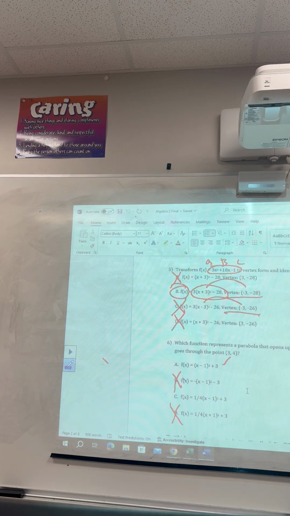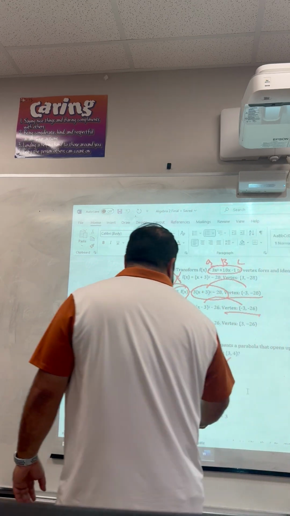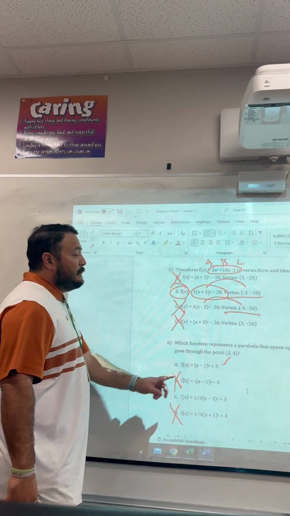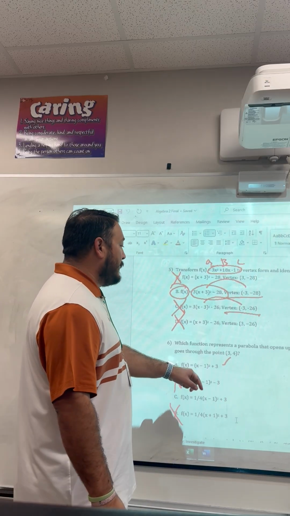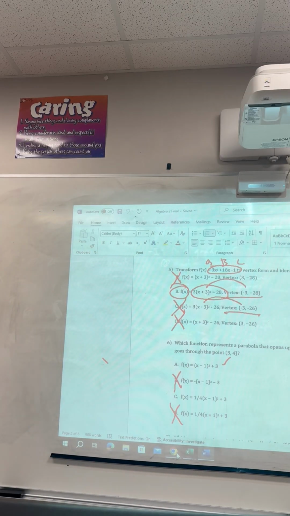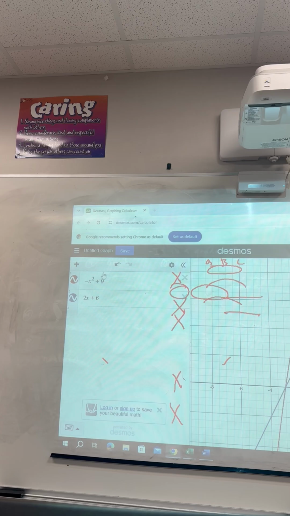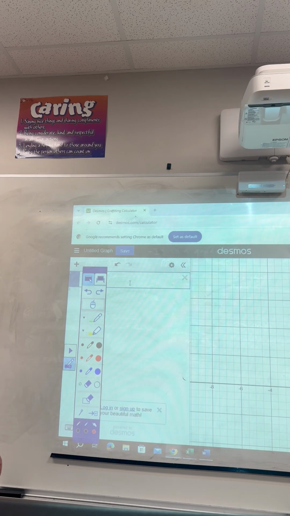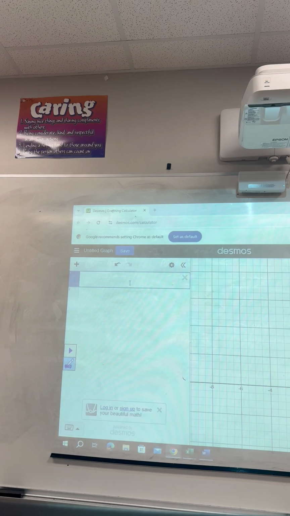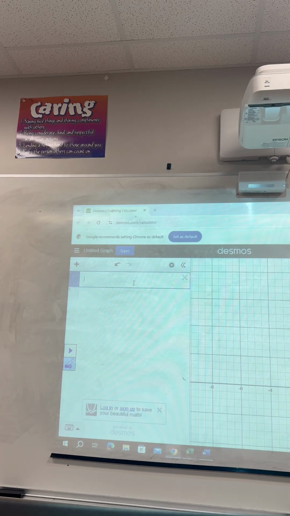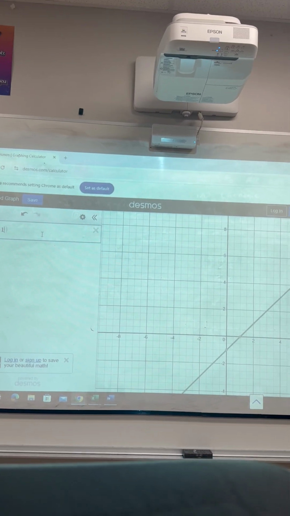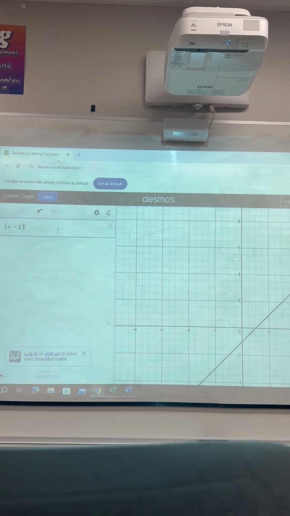What you want to do is graph each one of these on Desmos and see which one crosses through the point 3, 4. So you graph this one, x minus 1. Let's go and try it. I think it was x. Oh, you got it right there. Which one is it? The A and C? A and C, yeah. X minus 1. Dude, what if it's not even on there?